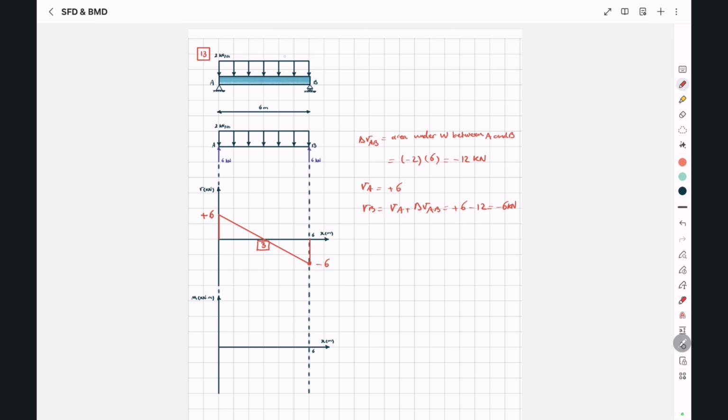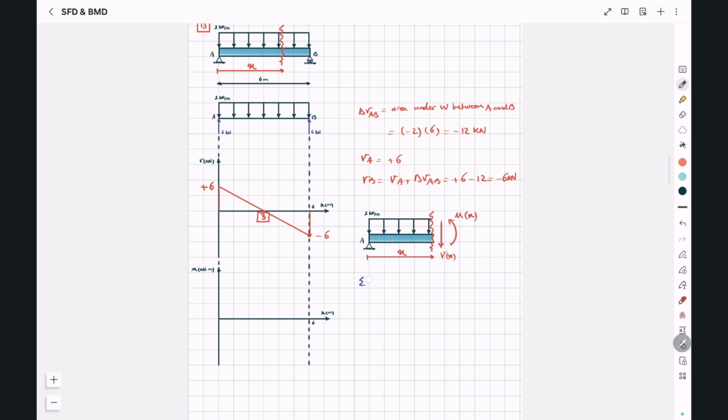So let's say we don't know at what point the shear force will become equal to 0. We cut the beam at a distance x, and we assume that at this distance x, the shear force is equal to 0. I'm going to copy this beam and paste it here. We're analyzing the left cut segment, so the positive shear force is downward, and positive moment is counterclockwise.